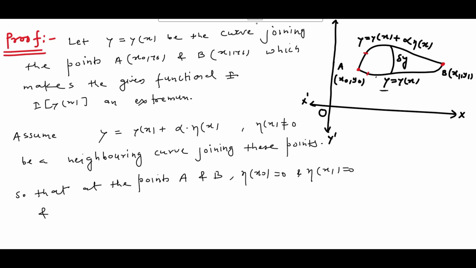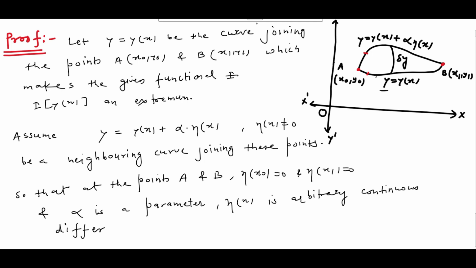And alpha is a parameter that is independent of x, and eta of x is an arbitrary continuous differentiable function of x. So that is very important.